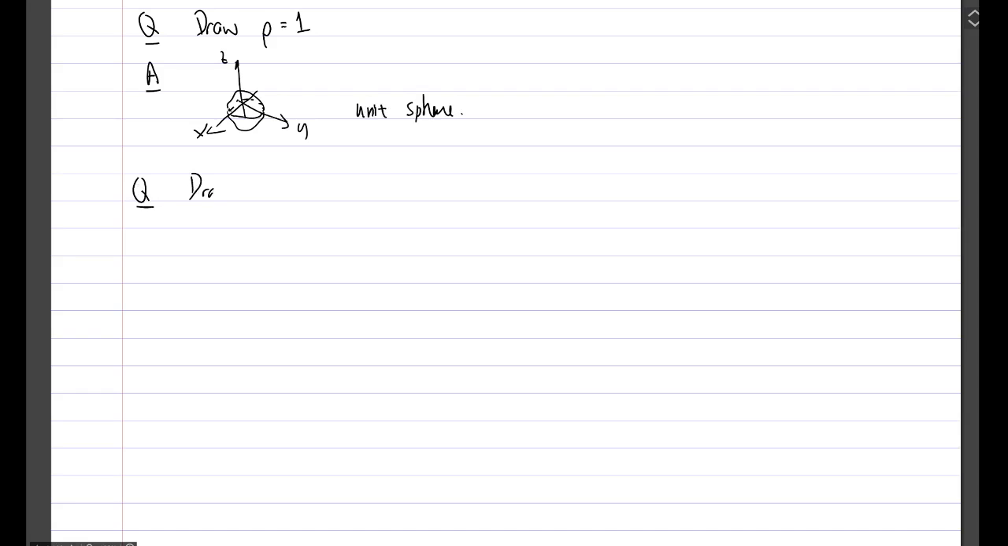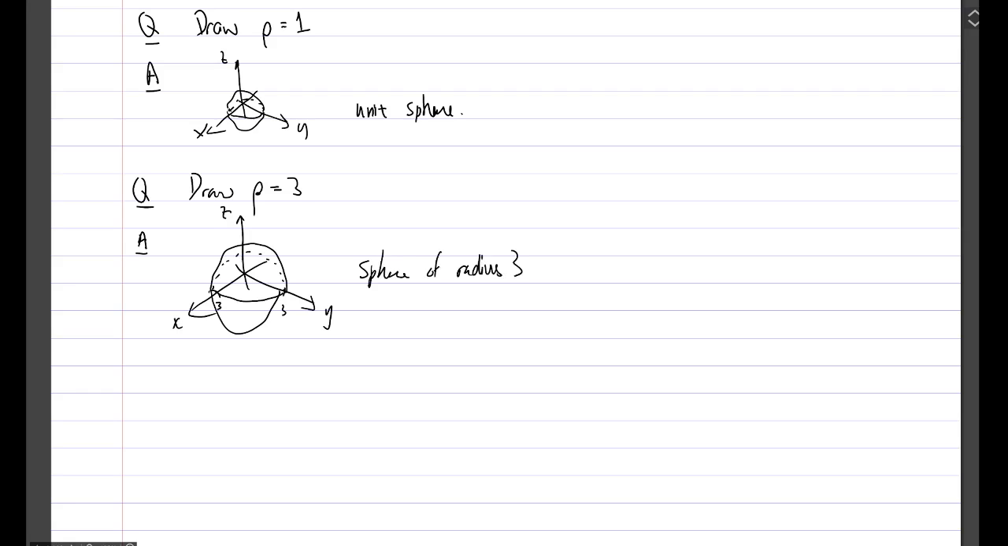Now, let's draw rho equals 3. Okay, well, all the points that are distance 3 away from the origin. So I'd say you get something that there's the equator part, and then there's the top half of the sphere, and there's the bottom half. So this is a sphere of radius 3.